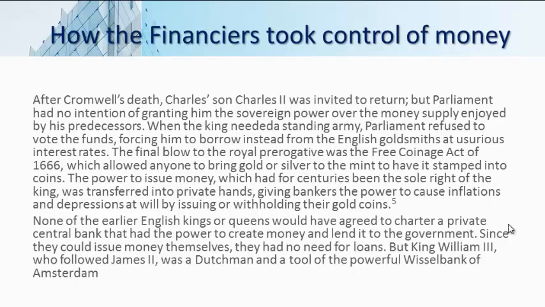There was the Free Coinage Act of 1666, which meant that anybody who brought in gold or silver to the mint, that would be converted into money, so that anybody could create money out of the gold and silver. This was a very powerful instrument, because basically it gave the power of money creation to the private sector. And of course, it's only to the rich that it makes a difference.